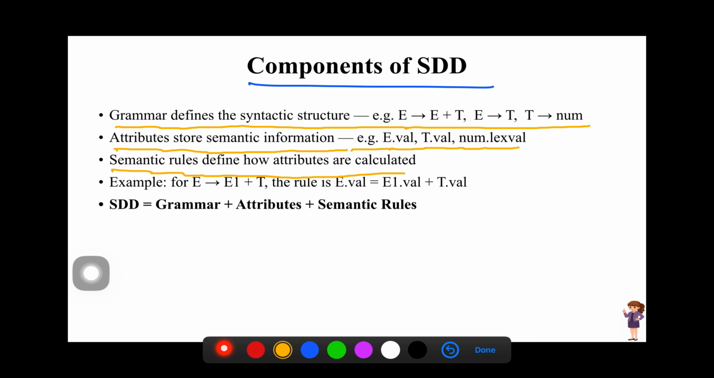Semantic rules tell us how these attributes are calculated. For example, E.val equals E1.val plus T.val. So whenever this production E produces E1 plus T is used, the rule tells us how to obtain the value of E. Therefore, the three main components are grammar, attributes, and semantic rules. Hope you guys understood. Let us move on to the next slide.